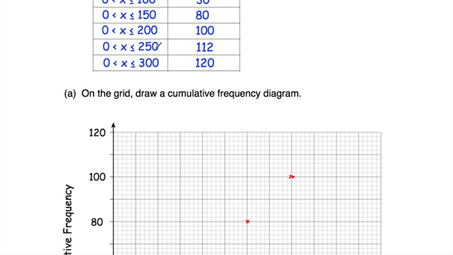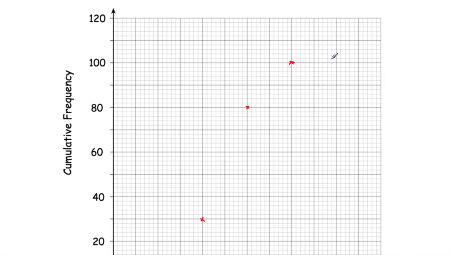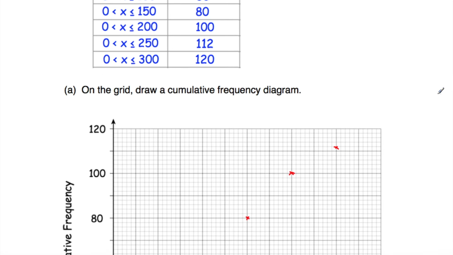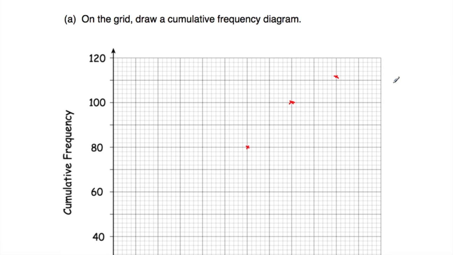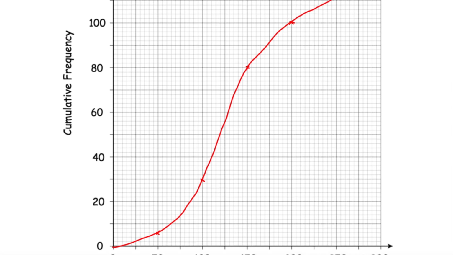Okay, next we've got 250 and then 112 across. So 250 is there. And 112, well, here's 100. We're going up in 2, so 110 is there. 112 would be one more above there. And then finally, 300 across and 120 up. So 300 across, 120 up would be here. Okay, so we've plotted our points. Now let's do our curve. That's it, and that's it. We've drawn our cumulative frequency curve.